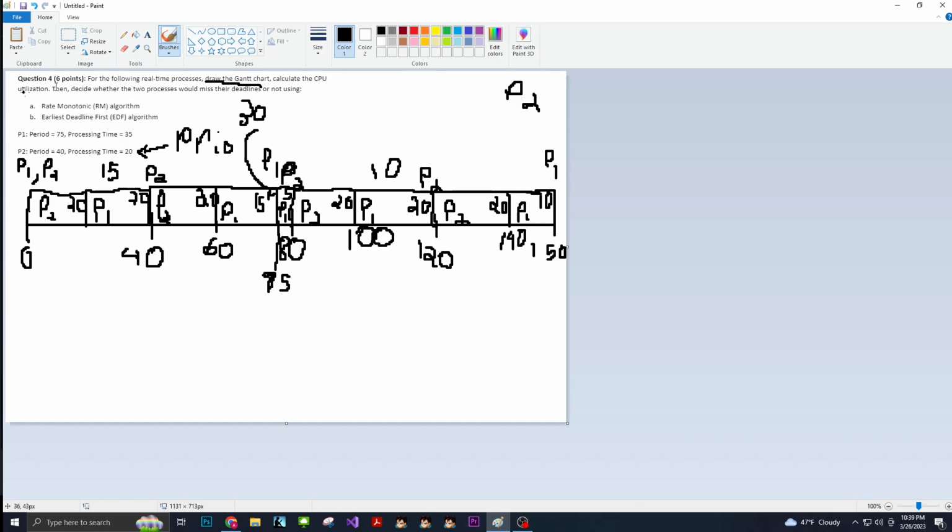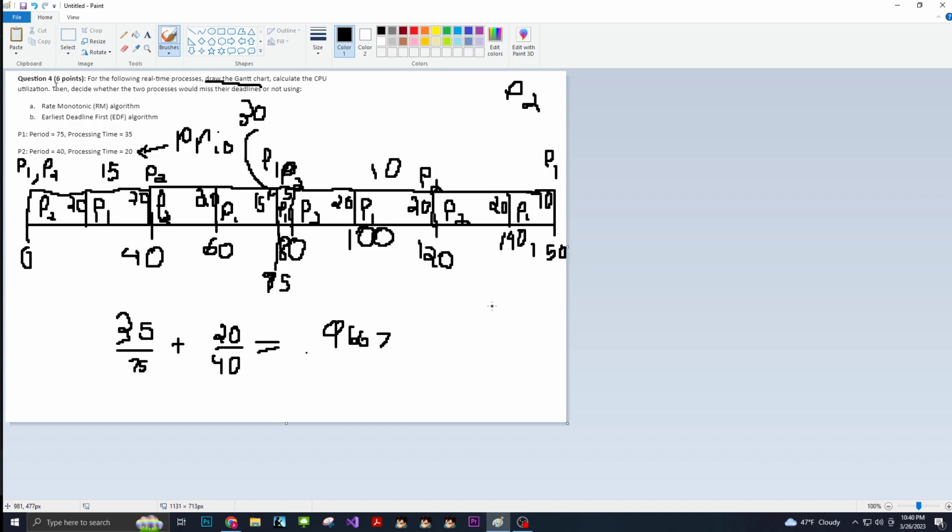And then calculate the CPU utilization. If there are any mistakes, please let me know. Let's see. The CPU utilization is simply the processing time over the period for all of the respective processes. So it would be 35 over 75 plus 20 over 40. Okay, and then that is 0.9667.